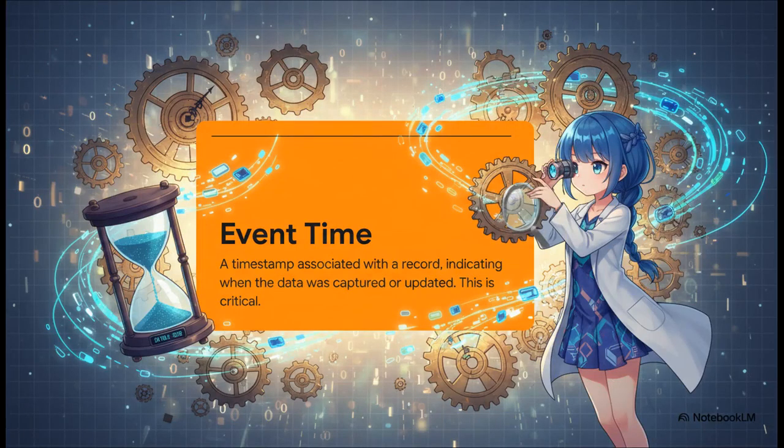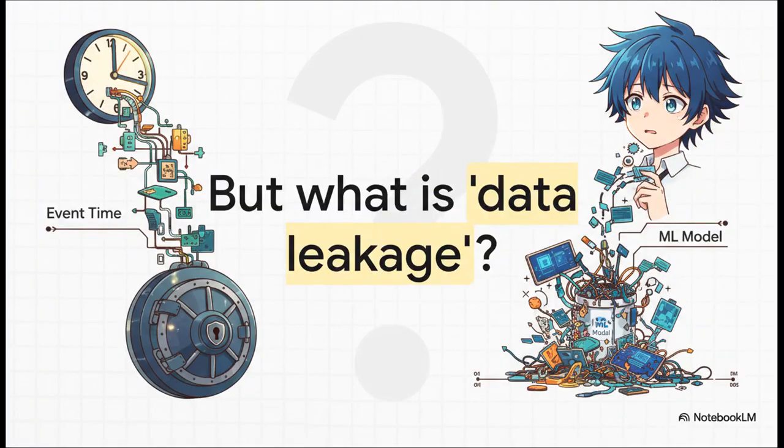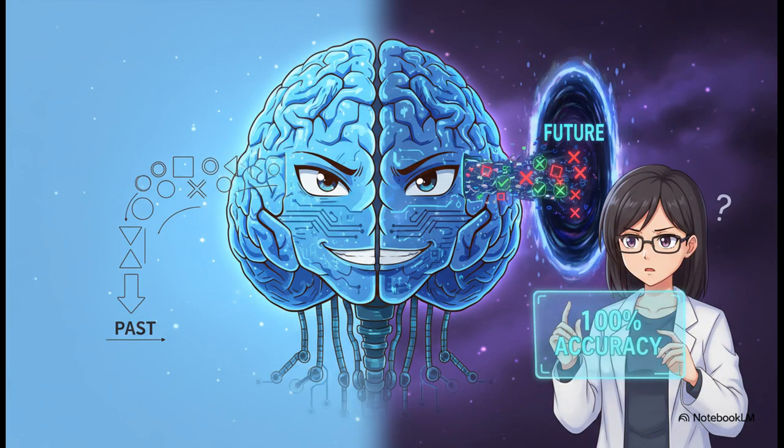And this next one, this one is absolutely critical, the event time. Every single record gets a timestamp that tells you the exact moment that piece of data was created or updated. And that event time, that is the secret weapon for preventing that really serious modeling error we mentioned earlier, data leakage. So what even is data leakage?